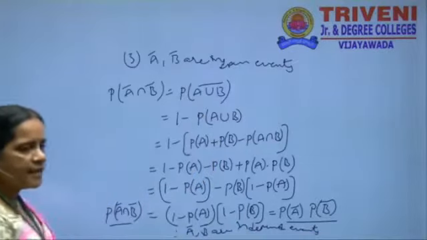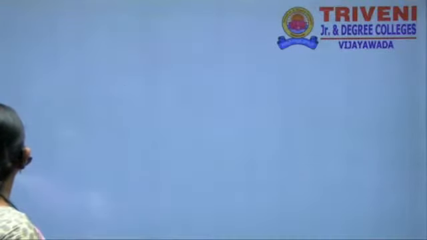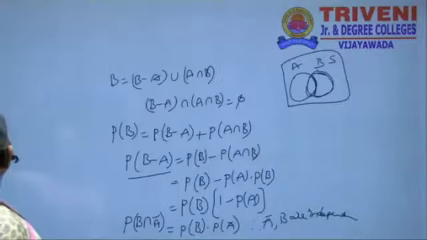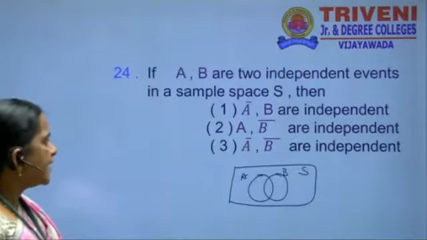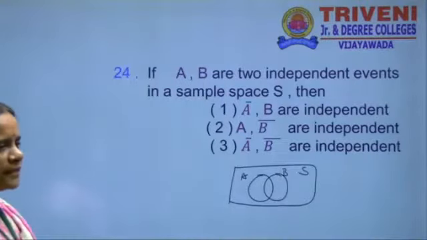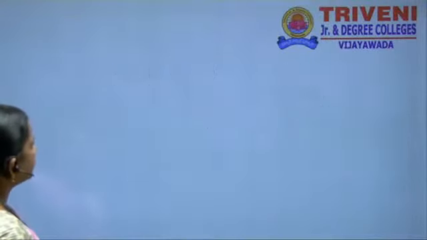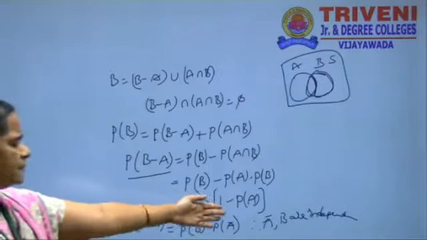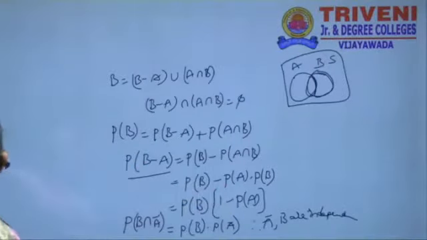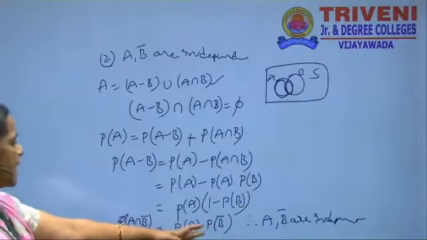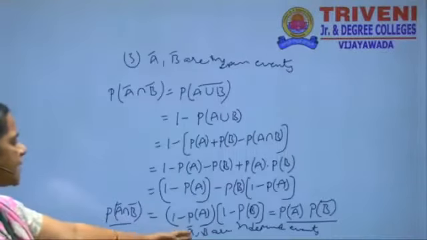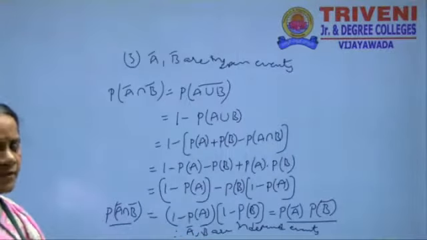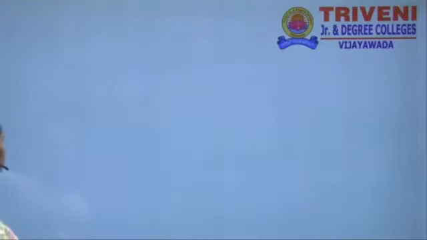That's why you are writing here. First, what we have to prove in the problem? First one is A bar comma B are independent. Second one is A comma B bar are independent. And third one is A bar comma B bar are independent events. Okay, and then we are going to the next problem.